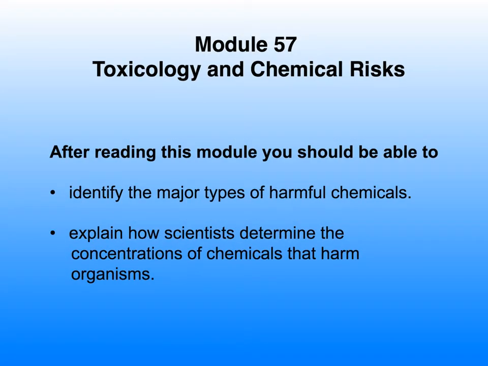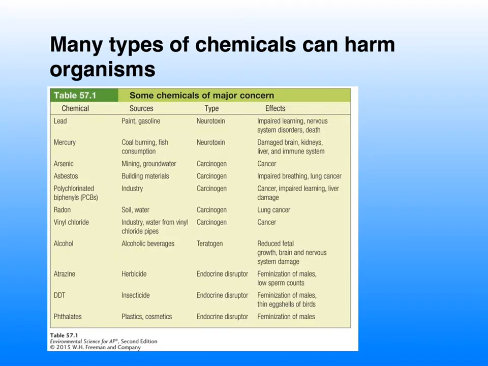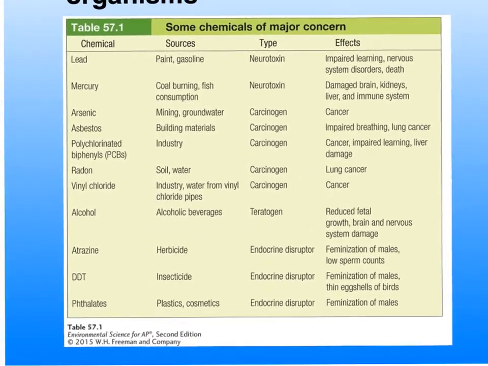Okay. Let's identify the major types of harmful chemicals. So we're going to look at different things that affect the human body in public health, and also the ecosystem. Explain how scientists determine concentrations of chemicals that harm organisms. This is going to be your ED50 and LD50. If I'm going fast, slow it down, back it up, turn the captions on, pause it anytime you want. Okay, so look at this graph, look at this chart. You're going to want to know this.